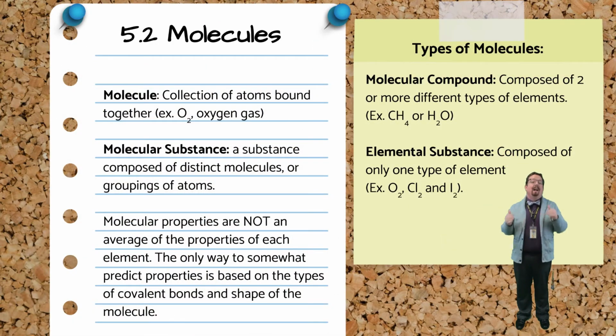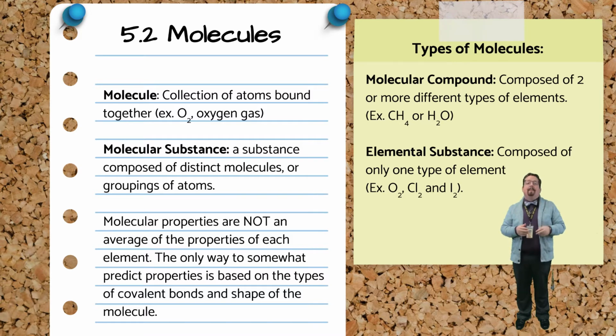Molecules are unlike ionic compounds. In molecules, there are not lattice structures with seemingly unknowable amounts of particles stuck together. There are distinct individual molecules made up of a handful of nonmetallic atoms bound together in a specific way. Each molecule will have the same number and type of atoms within it. The properties of a molecule are not an average of the properties of each element it's made of. We have to know about the types of bonds within the molecule and the shape that the molecule takes in order to even somewhat predict its properties.